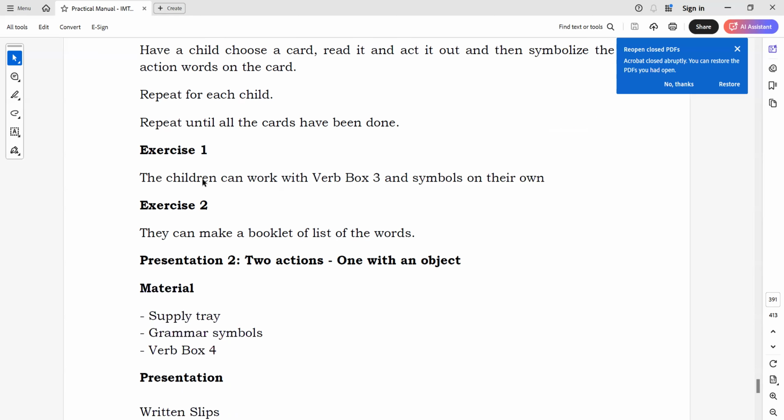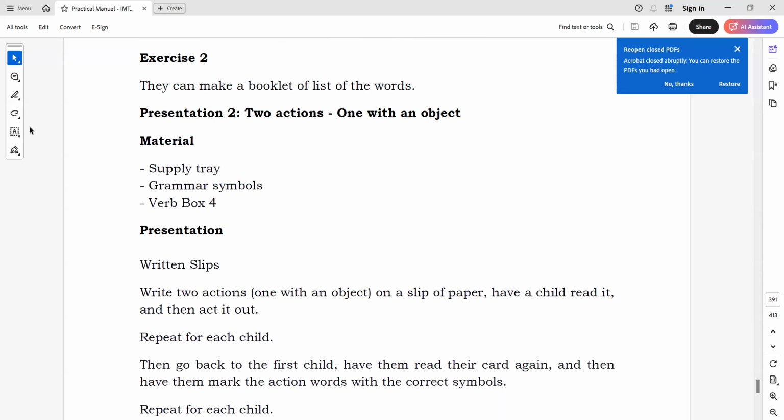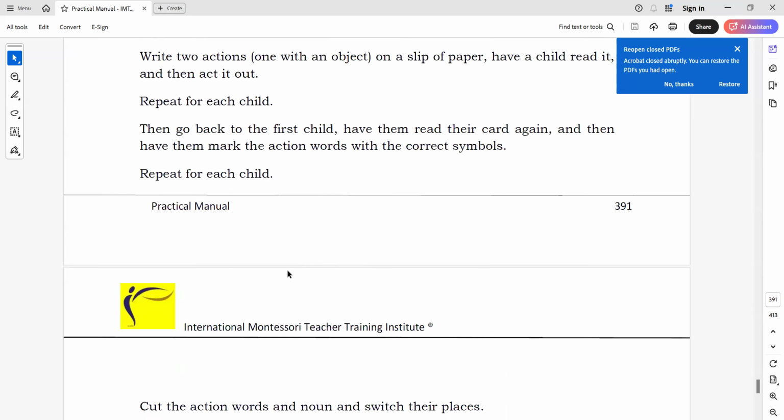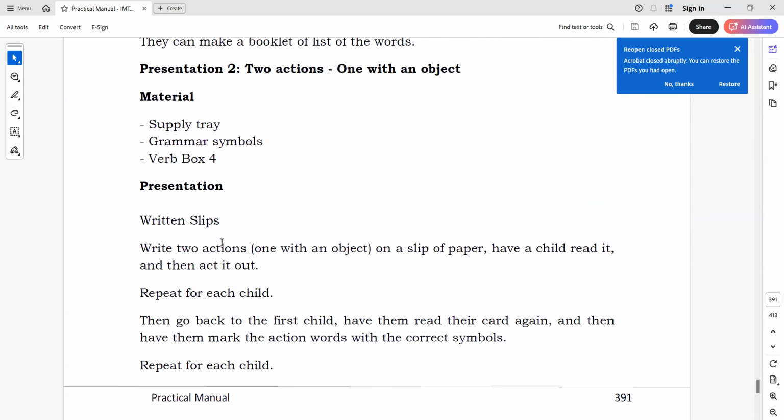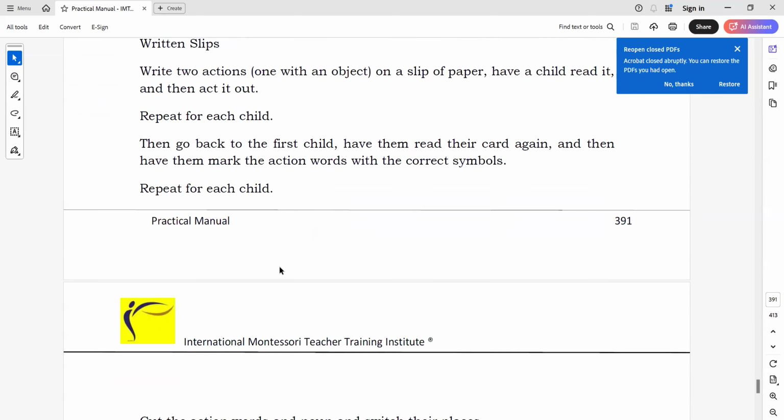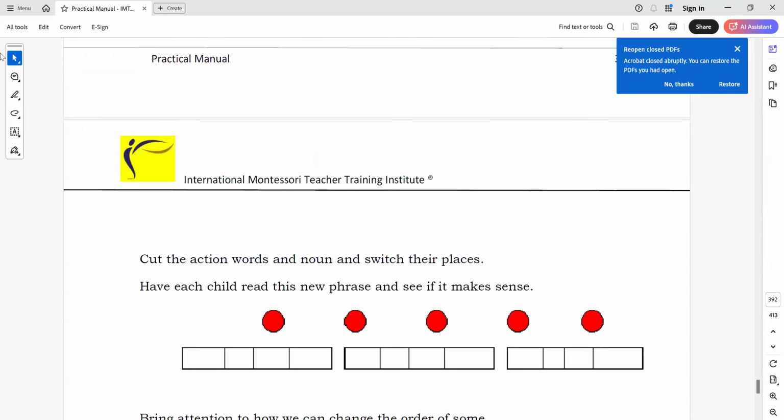Now we are moving to our next presentation. That is my verb box 4, wherein we would have 2 actions and 1 object. What sentences can we do here? We're going to follow the same thing. We're going to have our label cards. We're going to cut out each of the sentences and then put it up. What can I actually have here? 2 actions, throw and catch, with the object, the ball. Throw and catch the ball.